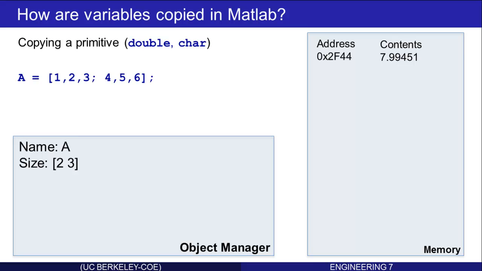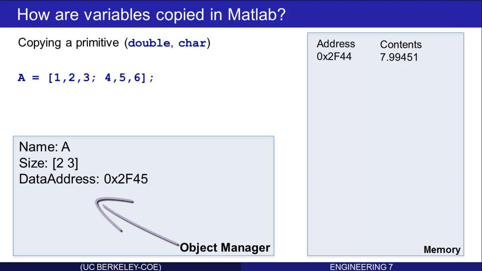So here it says at memory location 2F44 in hexadecimal, there is a number stored there. The number is 7.99451. The data in array A is stored somewhere. The object manager also keeps track of that.